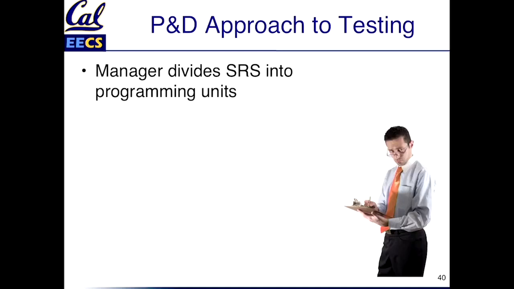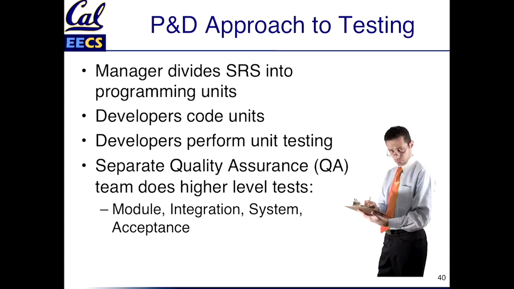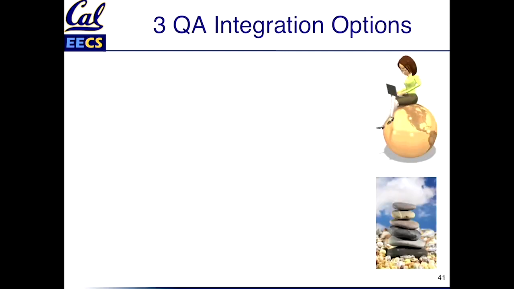And then once you've got this overall plan, you're going to divide the plan into programming units and essentially assign different teams to work on each unit. So teams of different developers are assigned to different units. They do their own unit testing, but when it comes to putting a lot of pieces together and doing system and integration tests, there's often a separate QA team that does that. And there's different ways that the QA team can do its job.